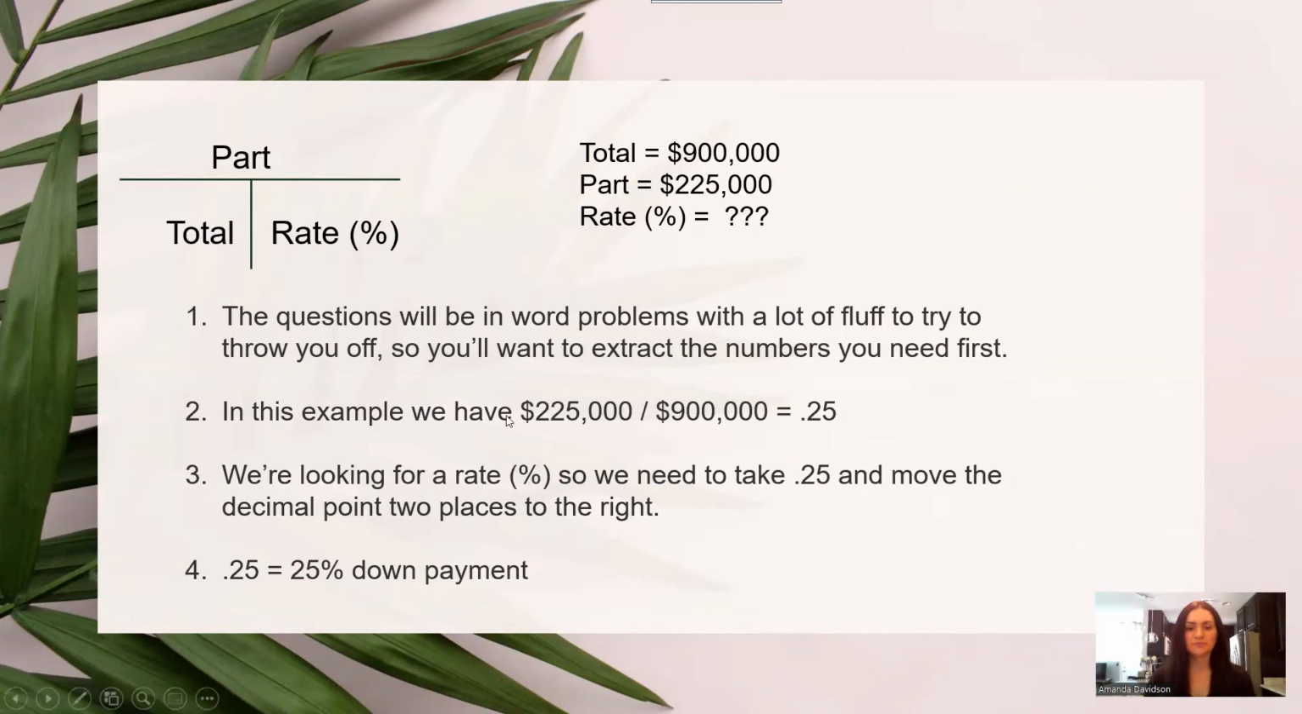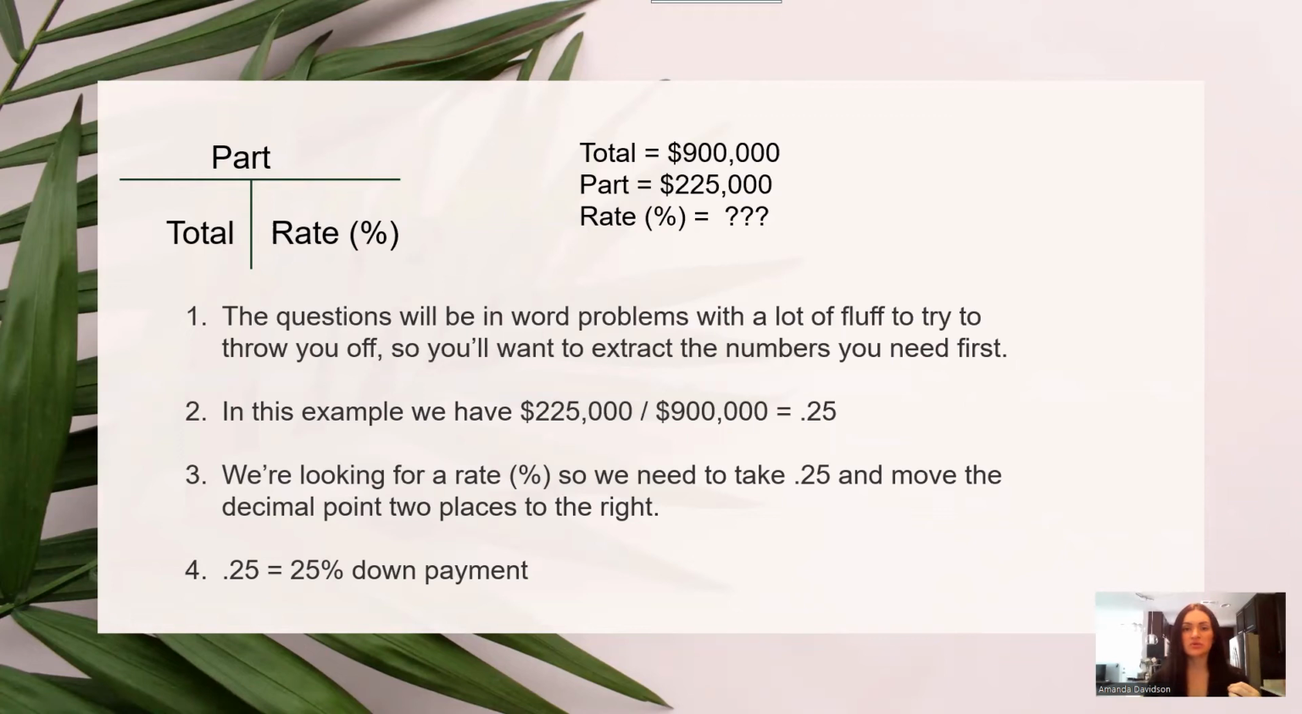And in this example, we know that $225,000 is the part. So that's going right here. The total is $900,000. That's going right here. And that's division. So that leads you to 0.25. But because we are looking for the rate, which is a percentage, we need to do one more step, and that goes into converting a decimal point to a percentage. So we're just going to take this decimal, move it 2 places to the right, and that equals the 25% down payment.